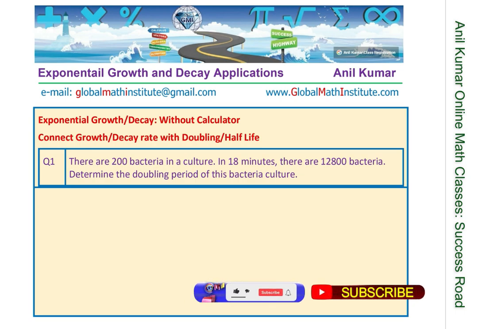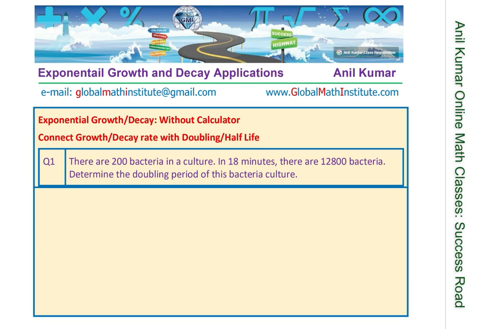There are many questions where we relate growth rate with doubling period or half period. All the questions you'll find focus on this particular aspect, so let's try to understand that. We are given that there are 200 bacteria, so let's say the initial population, we'll write P0, is 200. In 18 minutes, there are 12,800 bacteria.